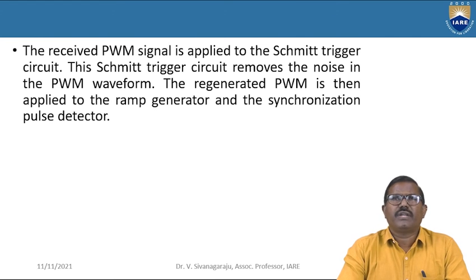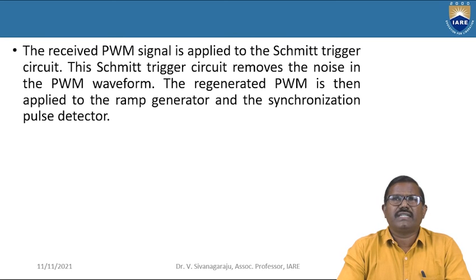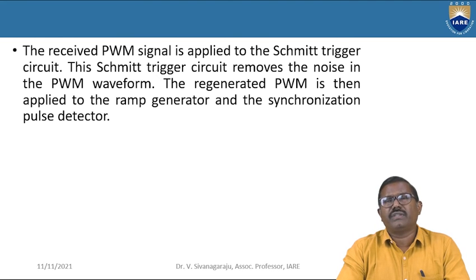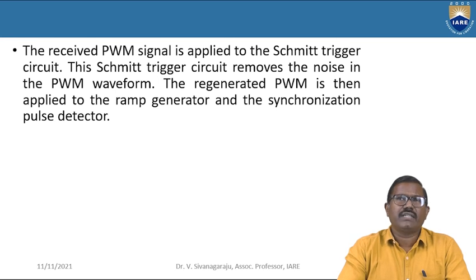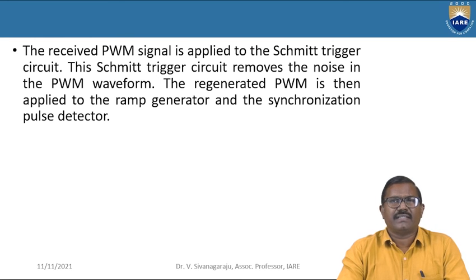The received PWM signal is applied to the Schmitt trigger circuit. The Schmitt trigger circuit removes the noise in the PWM waveform. Why? Because the received signal is a corrupted PWM, corrupted with noise. The Schmitt trigger removes that noise. The regenerated PWM is then applied to the ramp generator and the synchronization pulse detector.